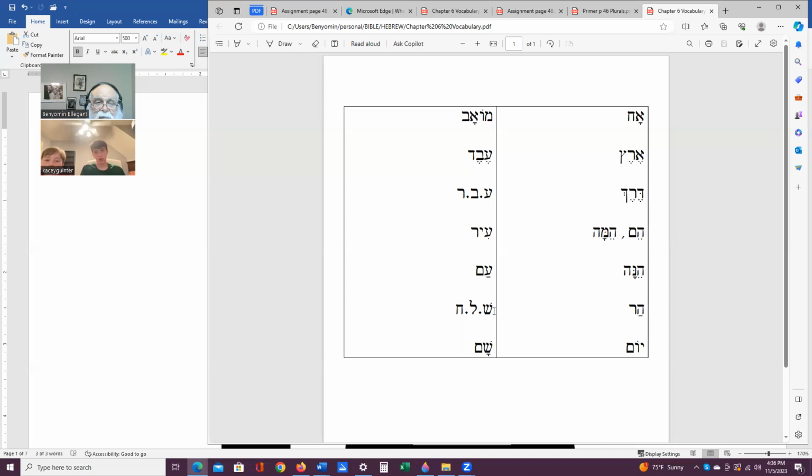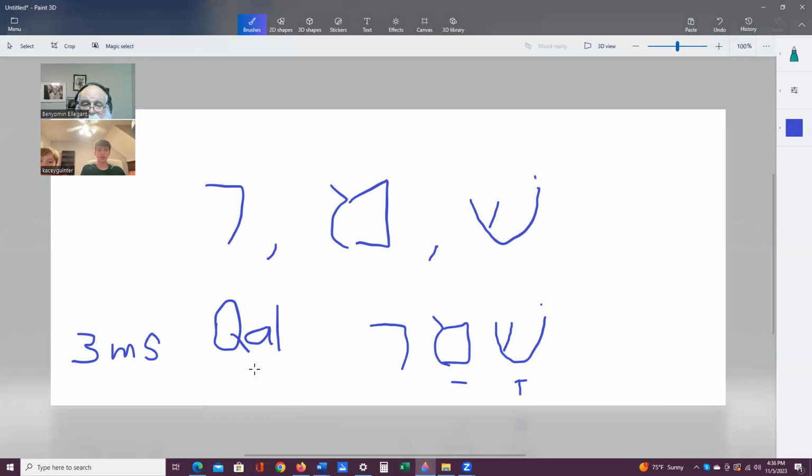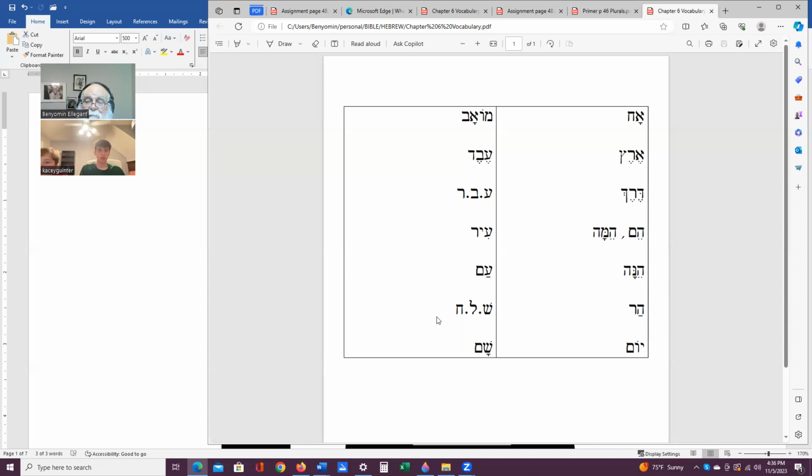If I wanted to make this a Kal verb, how would I pronounce it? If you want to make it a what? That Kal verb that I showed you? Oh yeah, what's that mean again? Third person masculine singular. Would that just be shalach? Tov ma'od. And that means he sent.